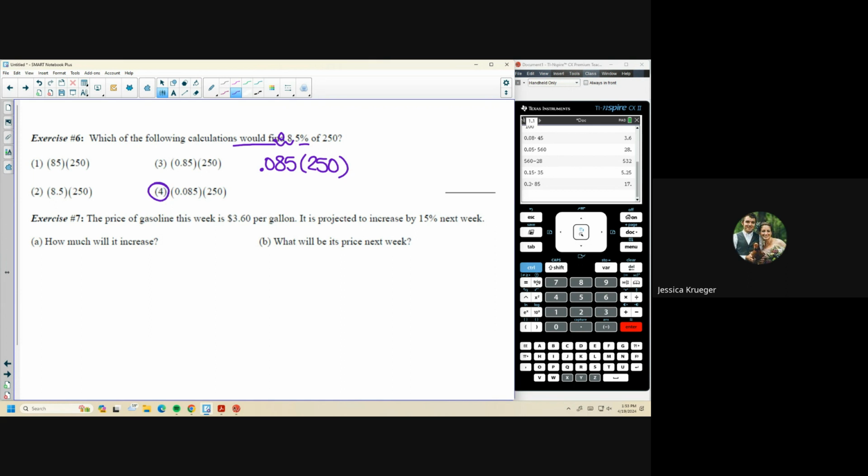The price of gasoline this week is $3.60 per gallon. It's projected to increase by 15% next week. How much will it increase? So I've got to find 15% of $3.60. So that would be 0.15 times 360. And that's going to give me 54 cents.